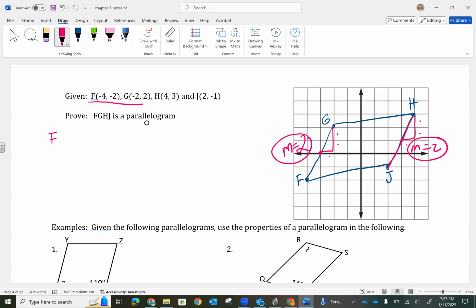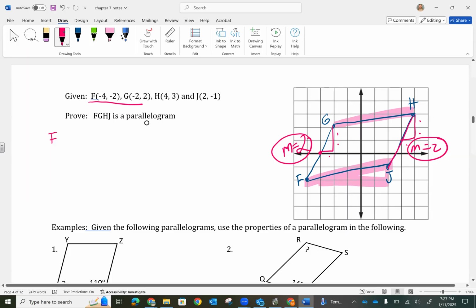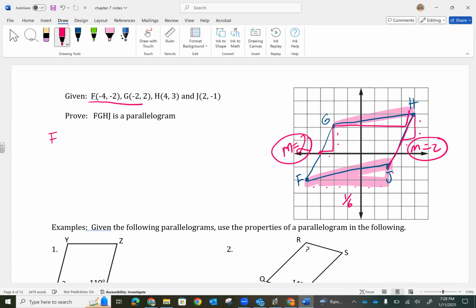And then on the top and the bottom, if we find the slope here and the slope here, we could do rise over run. And you could do the slope formula as well. The slope here is going to be 1, and then 1, 2, 3, 4, 5, 6. So this is 1/6. And the slope here is also going to be 1, and then 1, 2, 3, 4, 5, 6. I didn't draw the best. 1/6. And again, you could calculate the slope by doing y2 minus y1 over x2 minus x1.